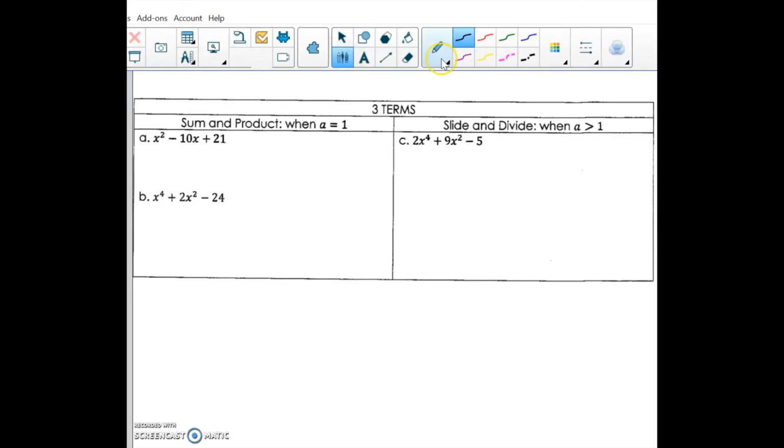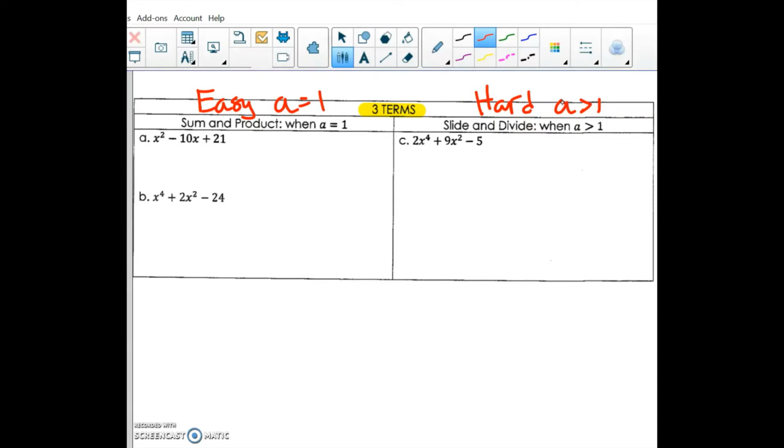Alright, here we're going to look at factoring trinomials. Now we've done factoring trinomials before. On the left side, these would be considered easy trinomials because a equals 1, and these would be considered your hard trinomials where a is bigger than 1.